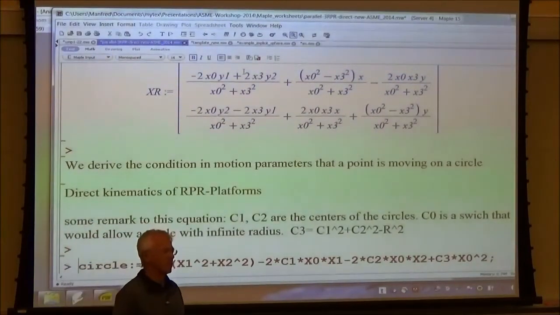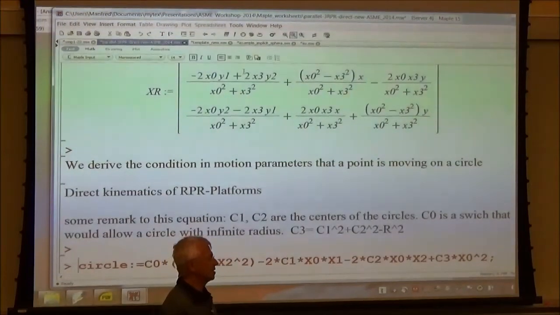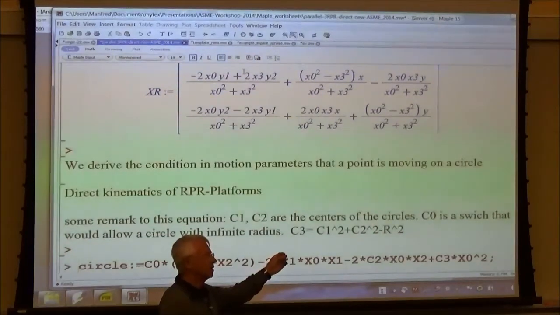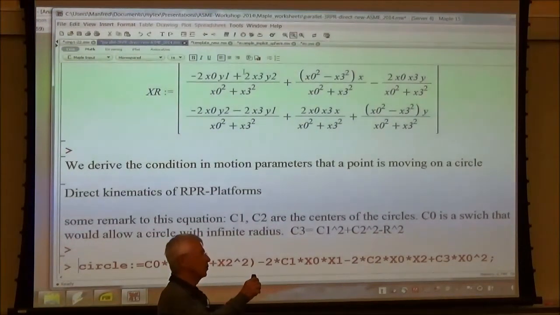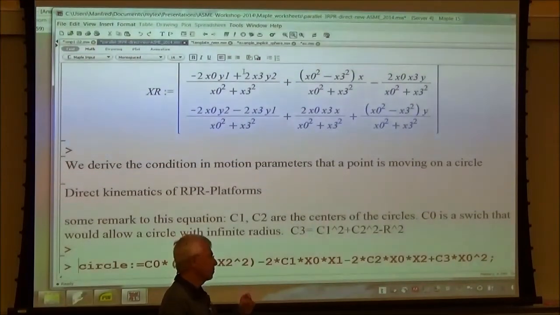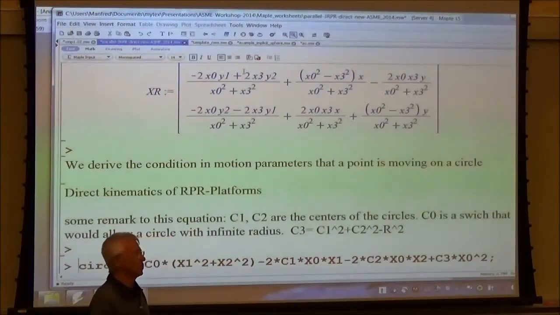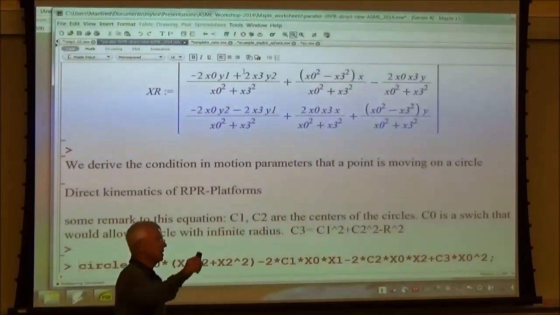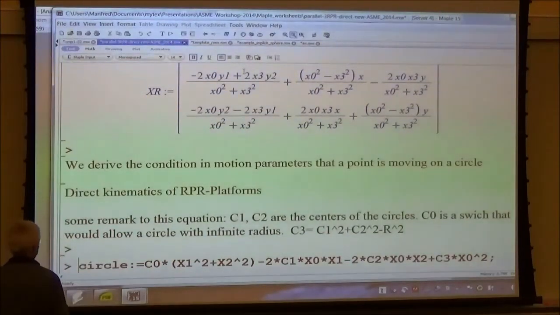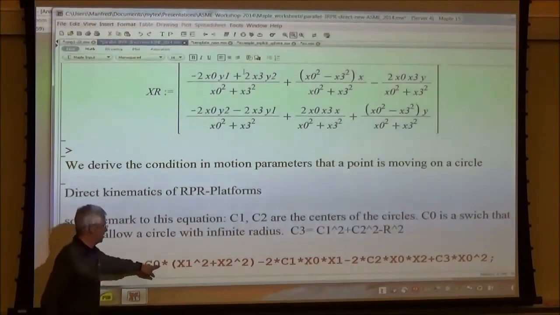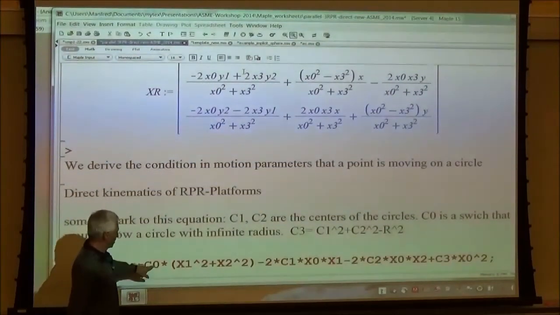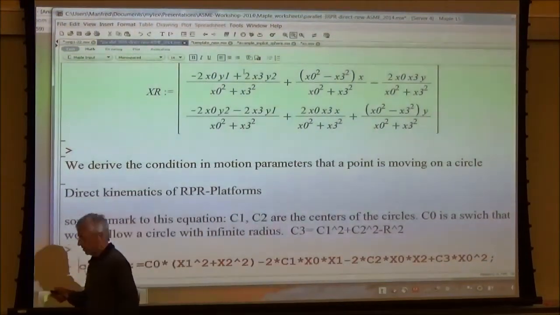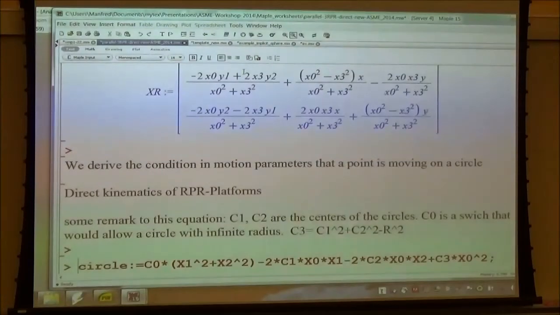What is a circle of infinite radius and what does it mean for you as an engineer? A circle with infinite radius is a straight line, and it means that one of the revolute joints is replaced by a prismatic joint. So you could also use this for a 3-RPR manipulator or for a PPR manipulator and so on. Where is the switch? The switch is this C0 here. If this C0 is 0, the squares are gone and you have a linear equation. We will not use it here.